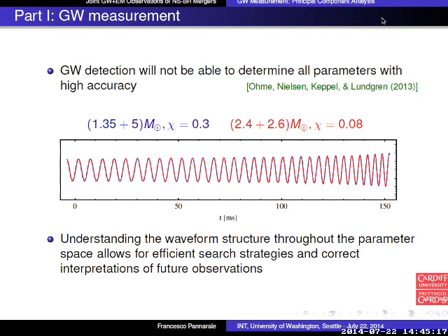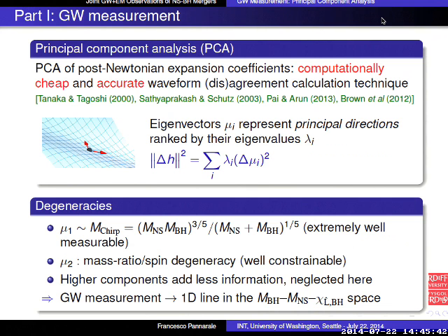So there are degeneracies in the space of waveforms, and understanding how to move in the parameter space to exploit these degeneracies is very important, because it can improve our search strategies and it can help us interpret correctly our future detections and observations of binary mergers.